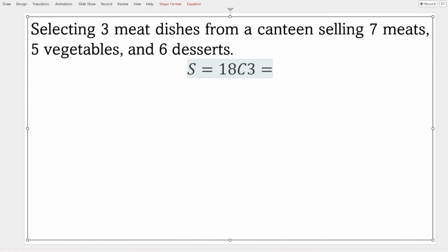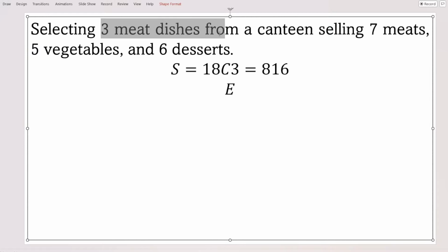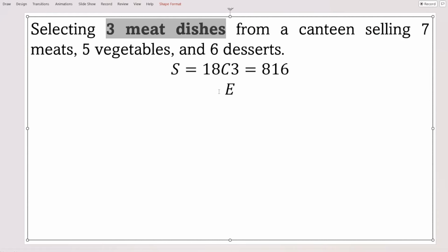Okay, so in our calculator, 18 combination 3 is 816. That is our sample space, everything that could happen there. Now, the event that we are looking for is if we select three meat dishes. So how do we solve for the number of outcomes of this one again?